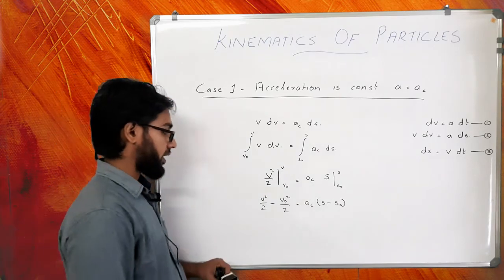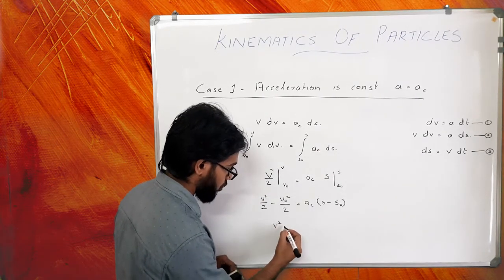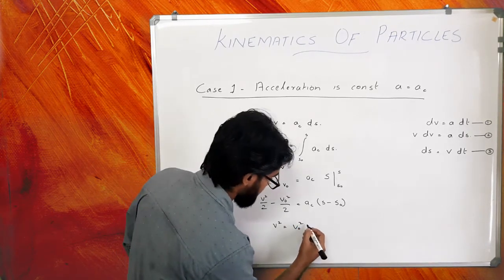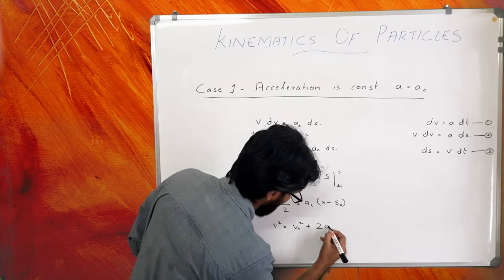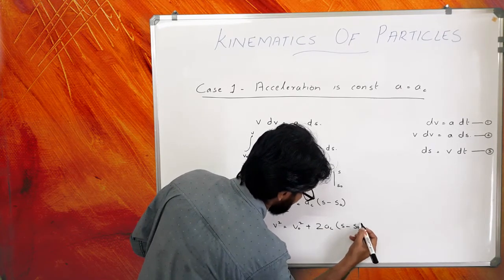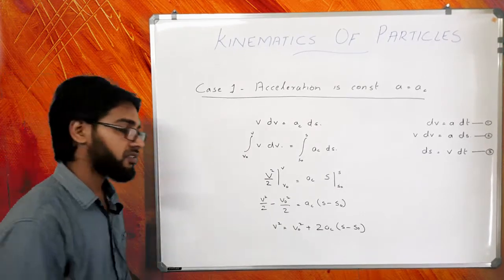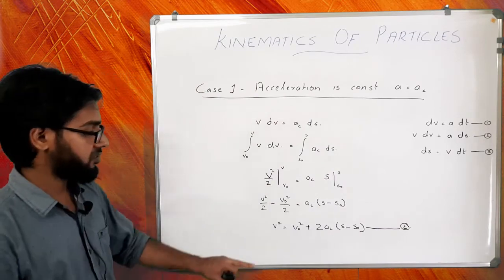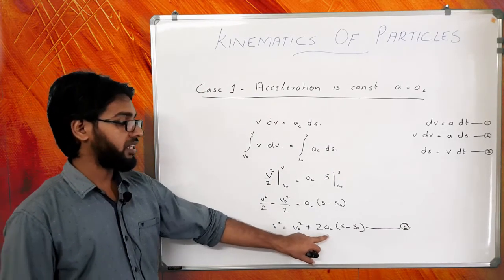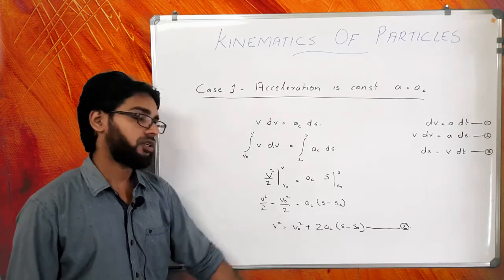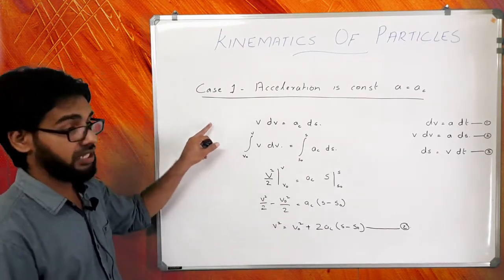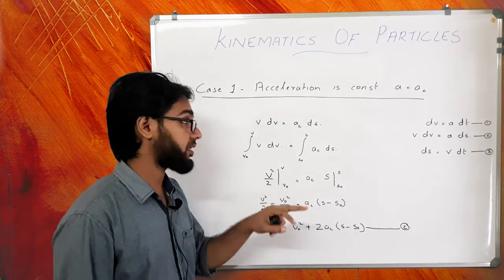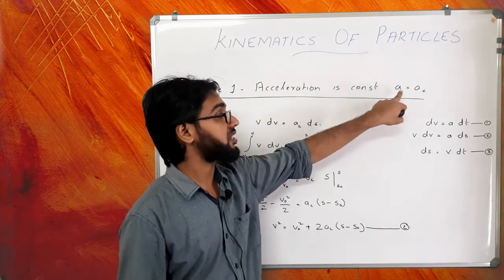Or I can write this as v square is equal to v0 square plus 2 a_c into (s minus s0). This is the second equation: v square is equal to v0 square plus 2 a_c into (s minus s0), where a_c is constant. Remember one thing, these equations I am deriving here are based on the fact that acceleration here is constant, a equals a_c.